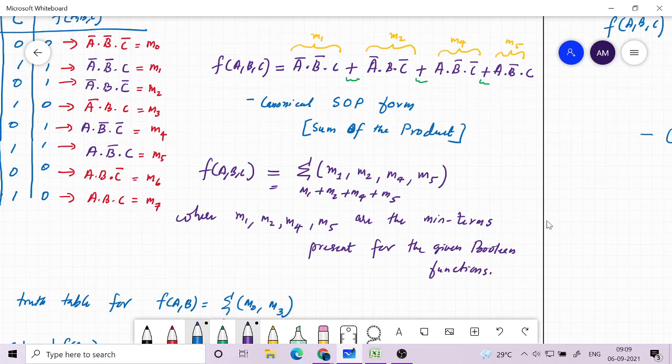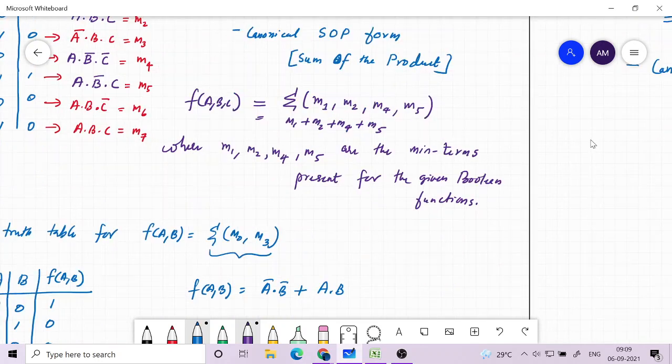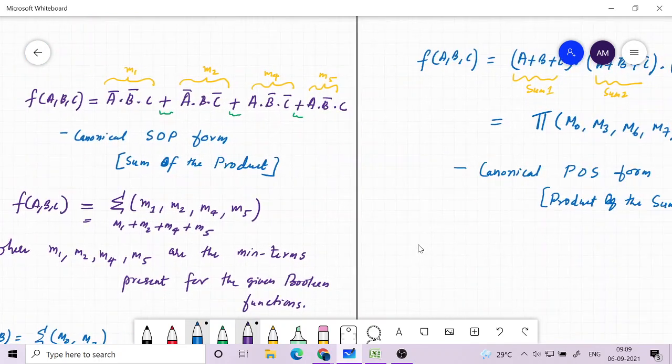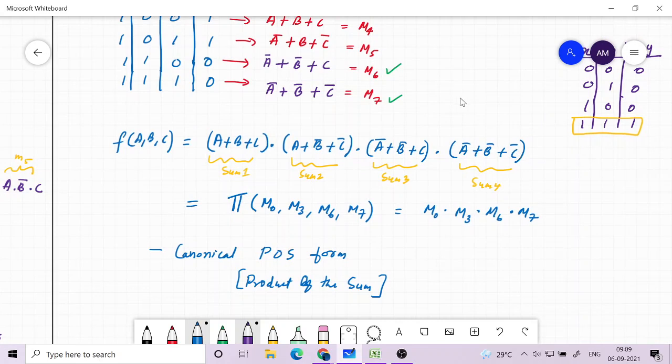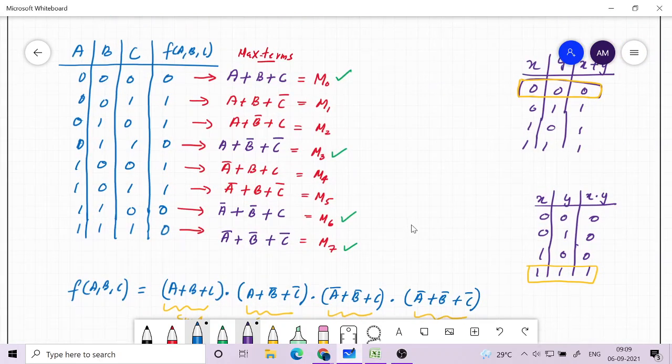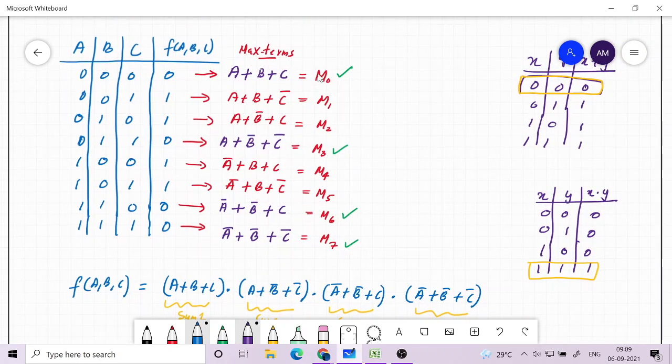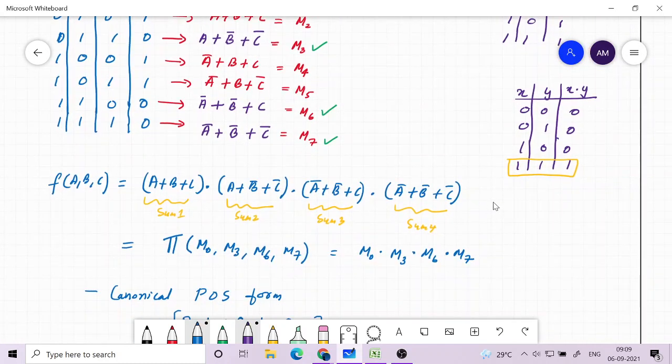Then I said, alternatively you can write them as POS, that means product of sum. Each sum term is now called the max term, and we use capital letters M with suffix 0, capital M with suffix 1, etc. And then you look at the cases where it is 0, and the corresponding max term you take, and then take a product.